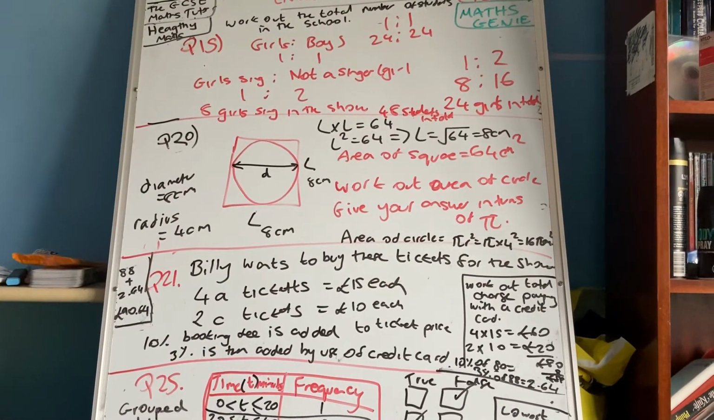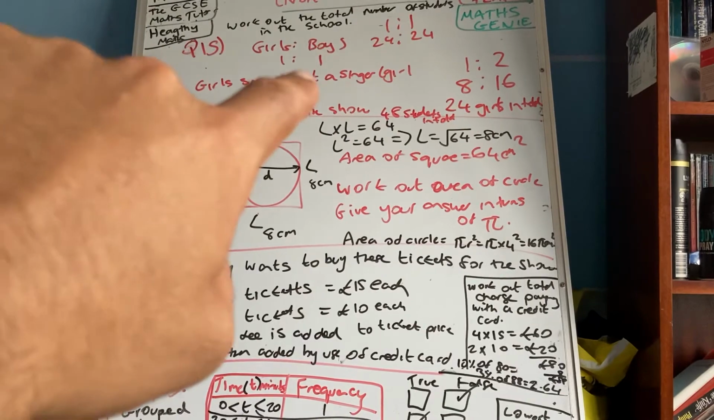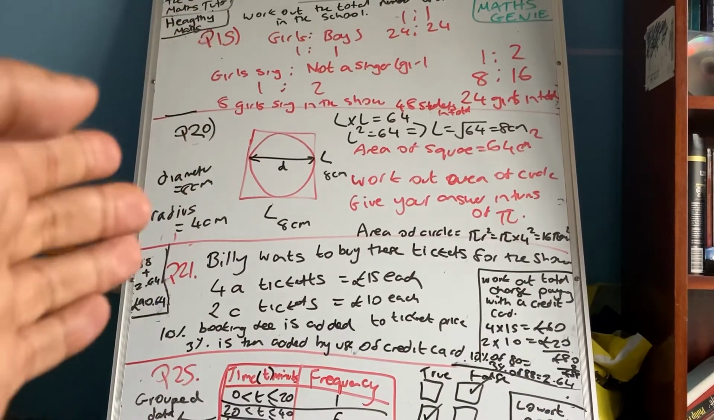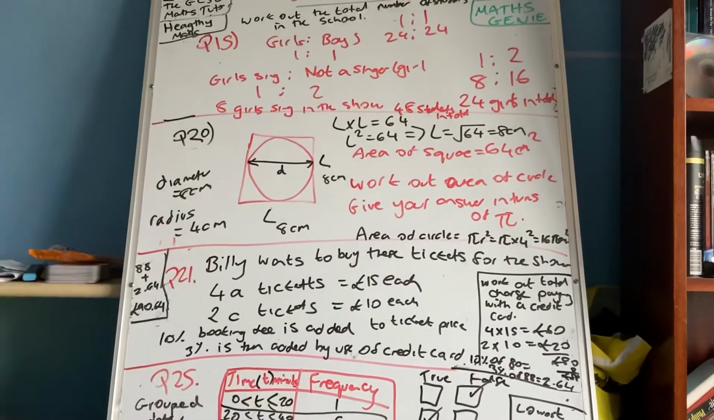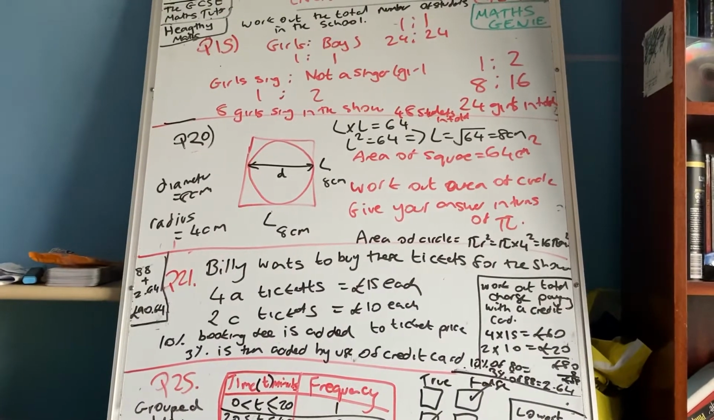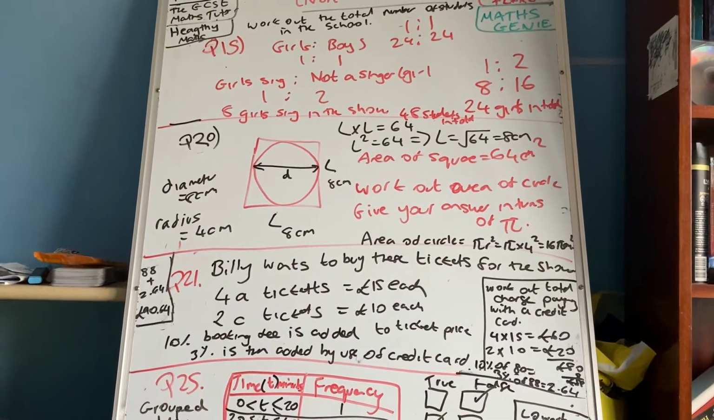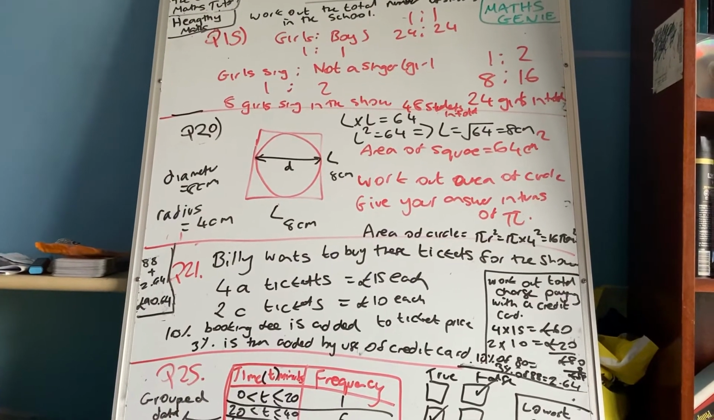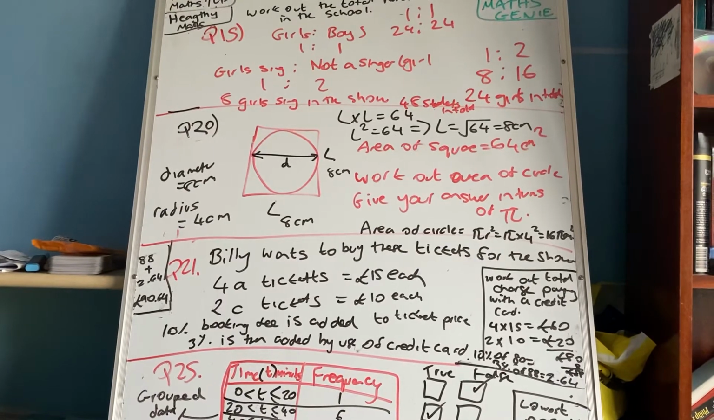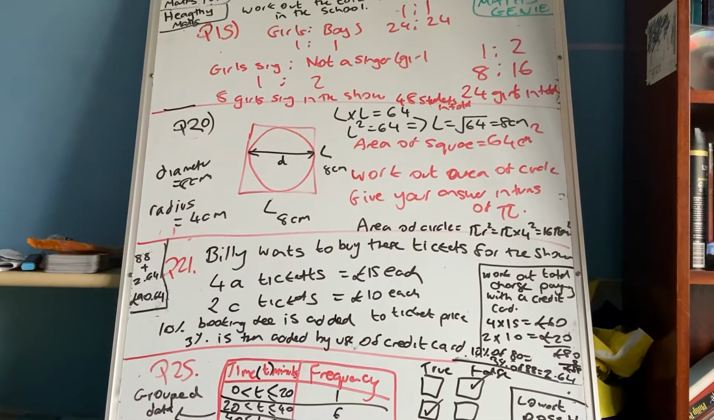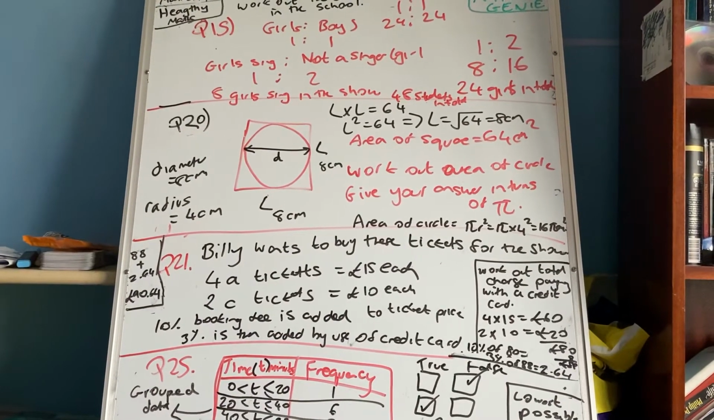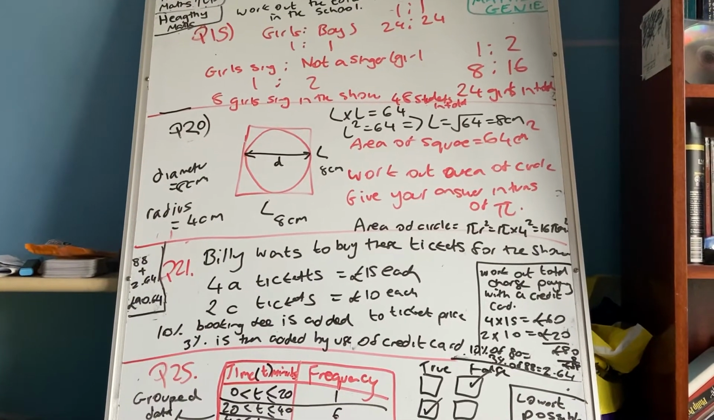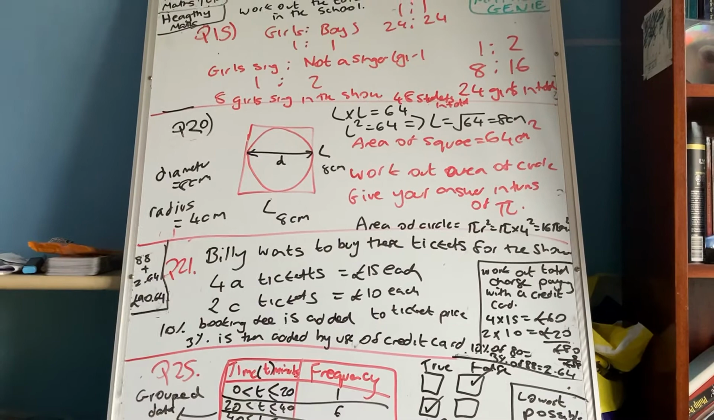Which means that the ratio of girls to boys is 1 to 1, which means that the number of boys will also be 24, which therefore concludes that there are 48 students in total, because 24 plus 24 is 48, guys. So that is the answer to question number 15, guys. I hope that made sense, guys. So that's the answer to question 15.